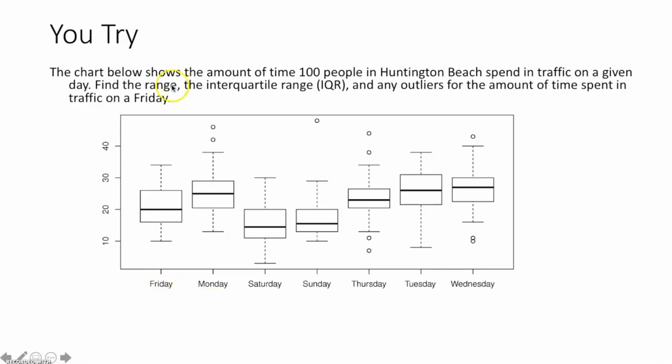Okay, doing the same thing, but for Friday. So to figure out your range, it's going to be your max minus your min. So it looks like it's going to be about 35 minus 10. So 35 minus 10 gives you 25 as your range.